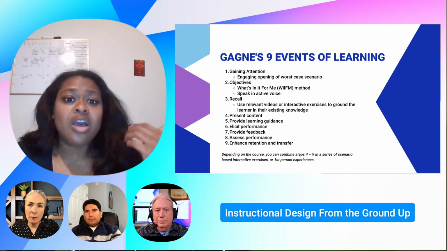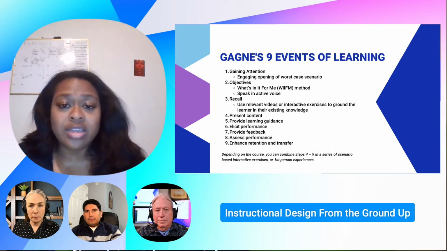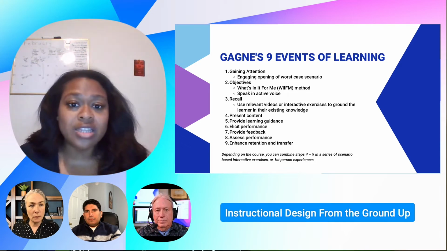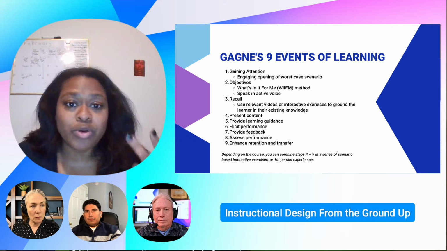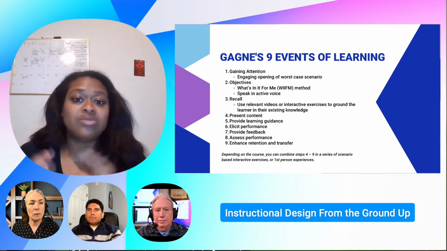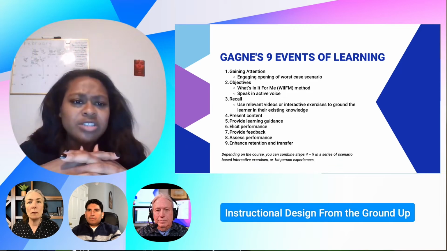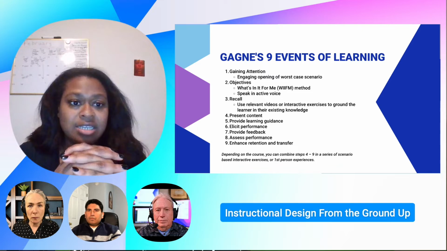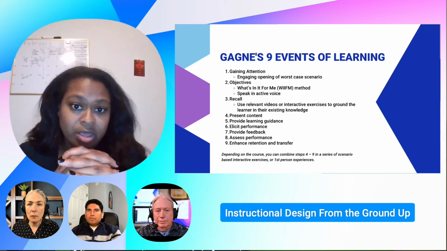And then, in my opinion, steps 4 through 9, or the events 4 through 9: presenting content, providing learner guidance, eliciting performance, providing feedback, assessing performance, and enhancing retention and transfer. Those are things that all really come together in the bulk of your content and your interactivity.